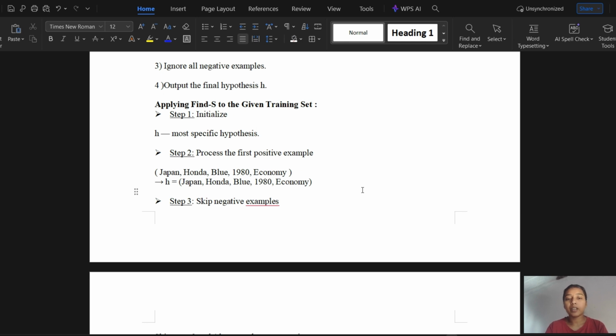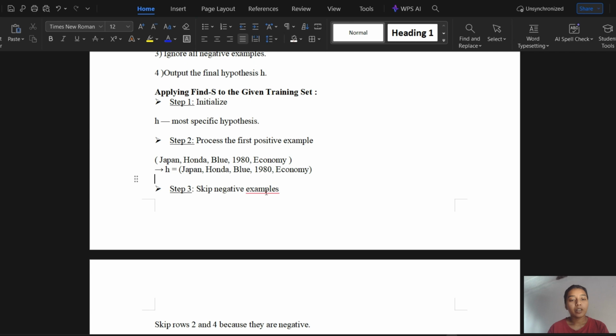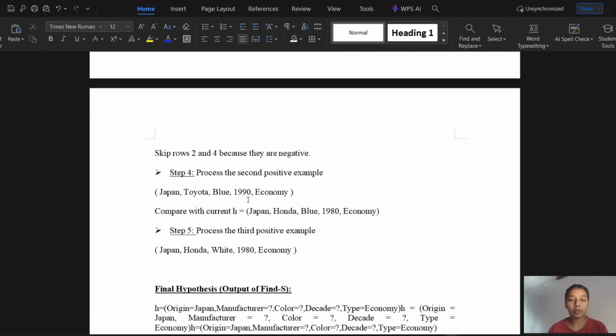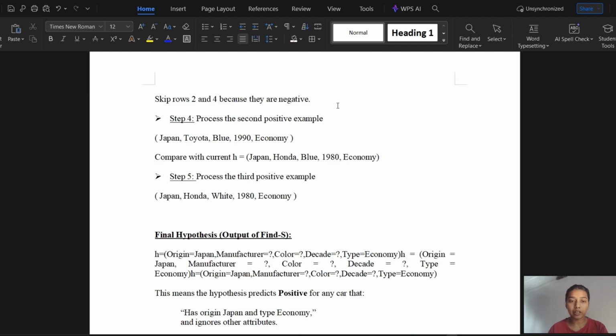To apply this algorithm to the given training set, we have to follow the following steps. Step 1: initialize H to the most specific hypothesis. Step 2: process the first positive example, that is H equals Japan Honda Blue 1980 economy. Step 3: skip all negative examples, that is, skip rows 2 and 4 because they are negative.